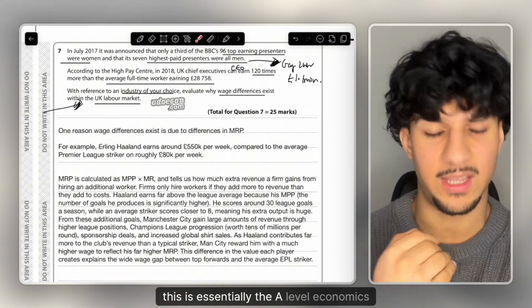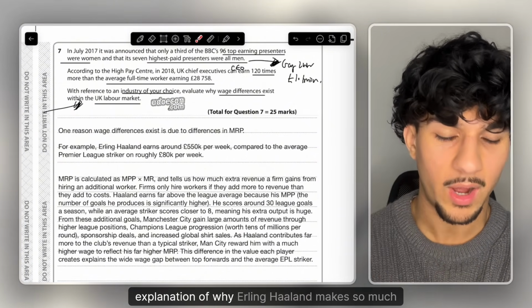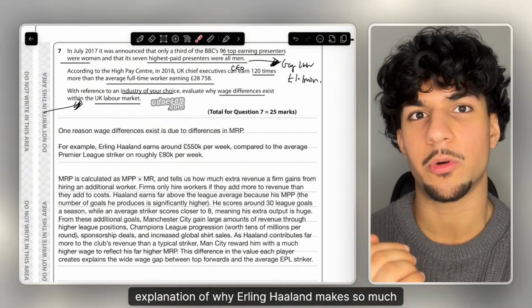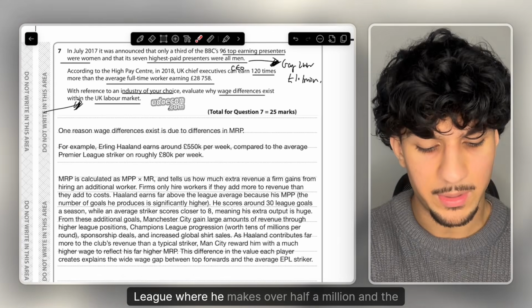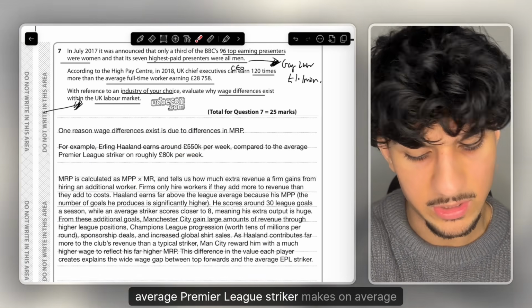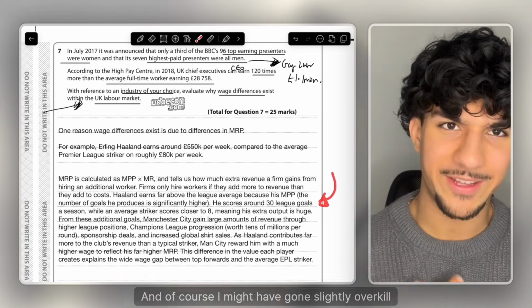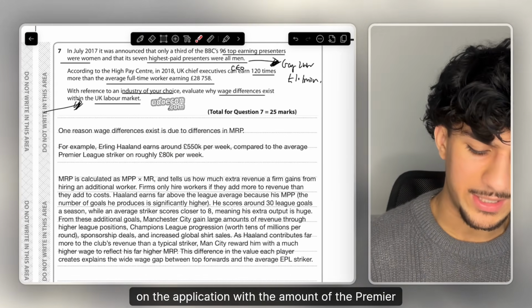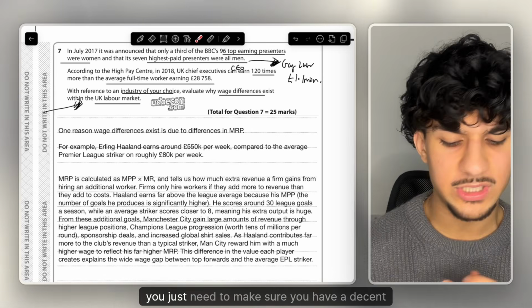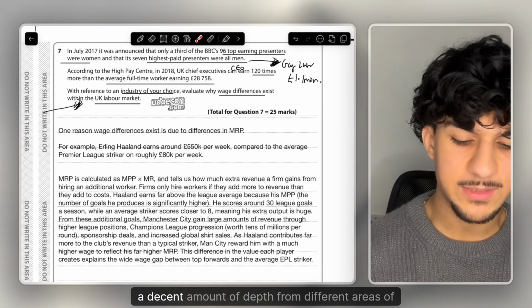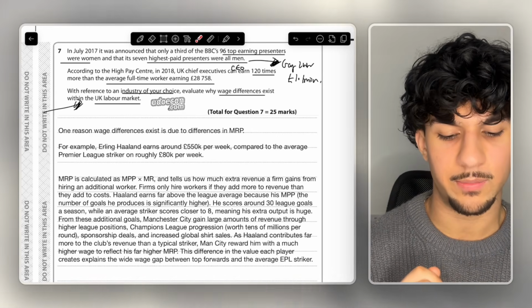And this is essentially the A-level economics explanation of why Erling Haaland makes so much more than the average striker in the Premier League, where he makes over $500,000 and the average Premier League striker makes on average £80,000 per week. And of course, I might have gone slightly overkill on the application with the amount of Premier League goals, but you just need to make sure you have a decent example, a decent amount of depth from different areas of the labour market sector.